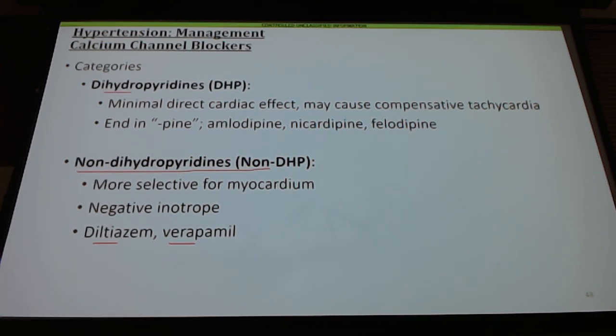Really, you're going to want your dihydropyridines, or the ones that end in the pine, as your blood pressure agent. So your amlodipine, your nicardipine, your felodipine. Those are your blood pressure versions of calcium channel blockers, because these have less of a cardiac effect and have a much more profound local vasodilatory effect on your blood vessels.